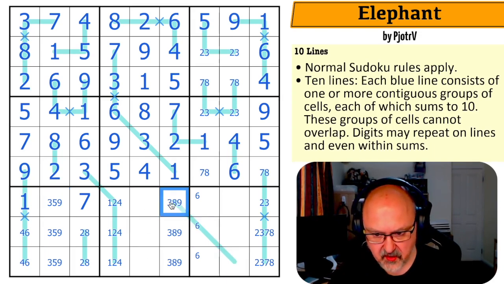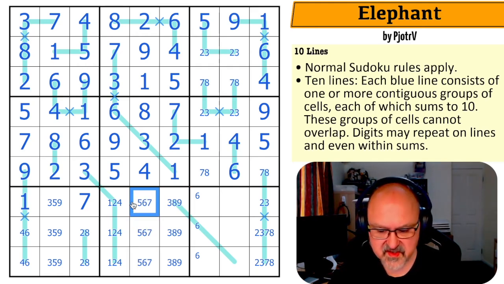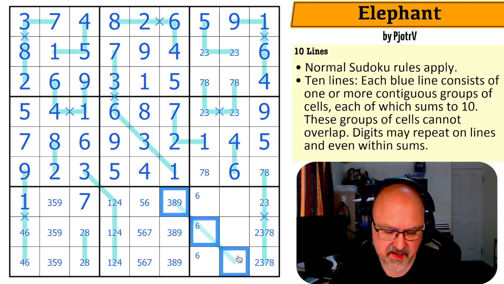Now it's going to be this line, isn't it? This is a stunning puzzle, by the way. These are 1, 2, 3, 4, 5, 6, 7. There's no 7 there. It's got to be this line now.